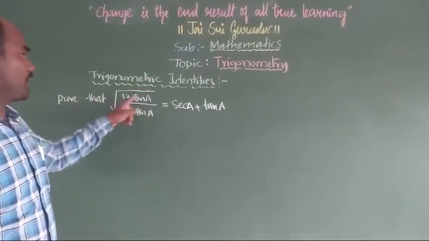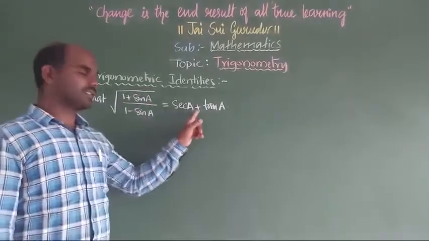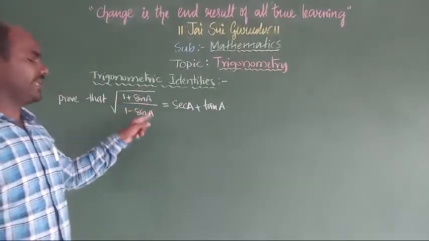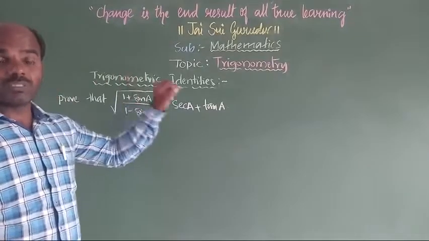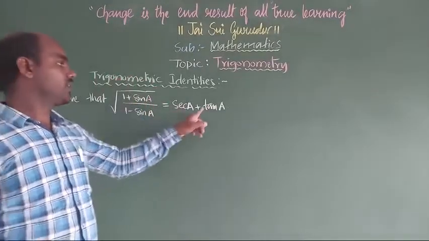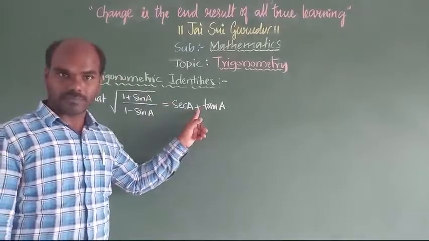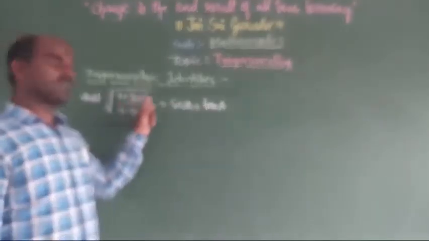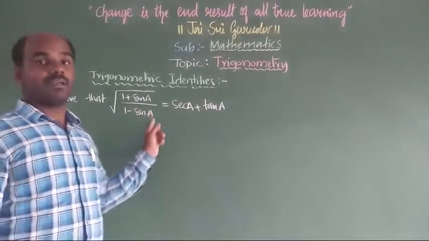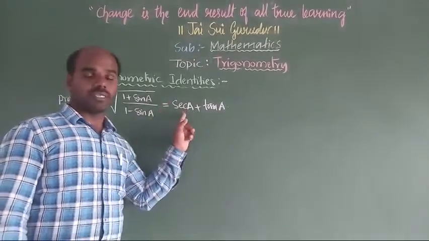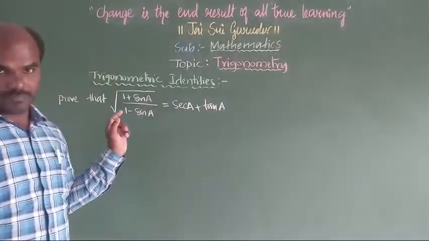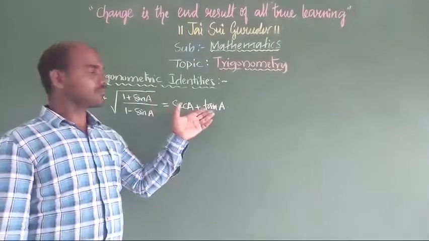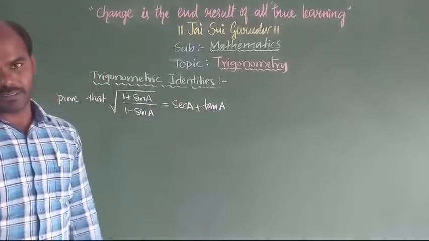So 1 plus sin a by 1 minus sin a means sec a plus tan a, or 1 plus sin a by 1 minus sin a. If it is given like that, by rationalizing the numerator, you will get minus here. Next, one more question: 1 plus cos a by 1 minus cos a. Then you should get cosec a plus cot a.